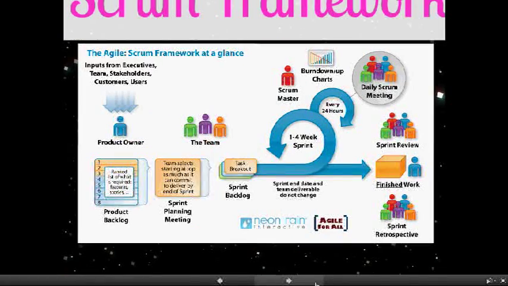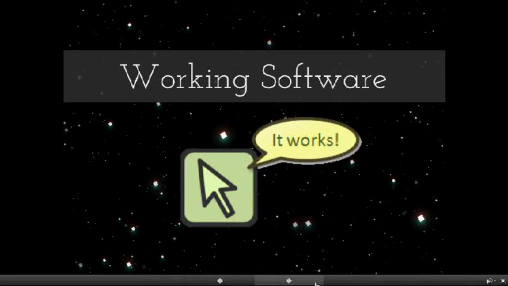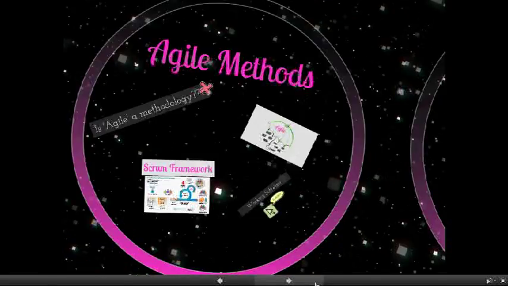So, what's the specialty in Scrum? After each sprint, working software is produced. After enough working software is produced, you are ready for the product release.